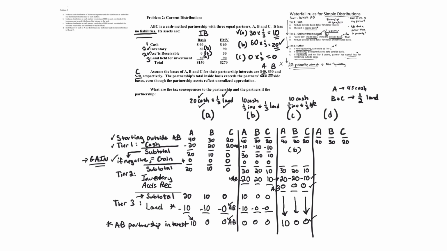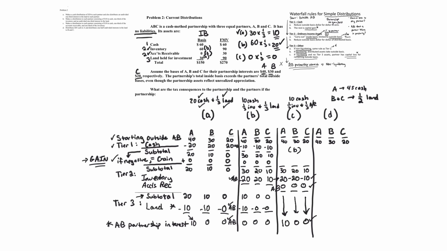So last one, situation D. So in situation D, a little bit different. Not each partner is receiving the same thing. But again, in all these situations, all simple distributions, not complex. Because again, there's no change with respect to the proportionality of the hot assets.